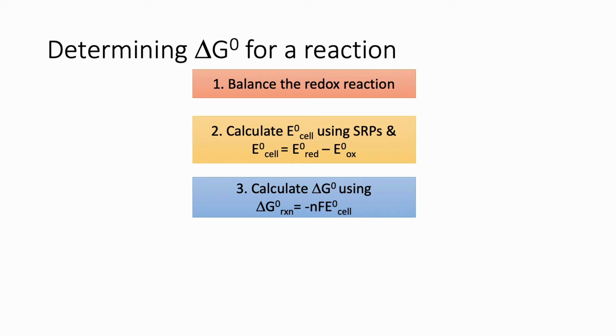And basically, here's what you're going to do if you want to get the delta G naught for a reaction. You're going to first balance the redox reaction. That ends up being very important because we need to get that number of electrons. The second thing is calculate the E0 of the cell using our standard reduction potentials, just like we did in the previous video. And then the third thing is we're going to calculate our delta G naught using the relationship that I just showed you earlier, delta G naught equals negative NF E0.